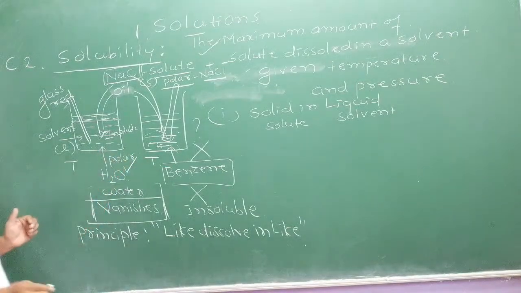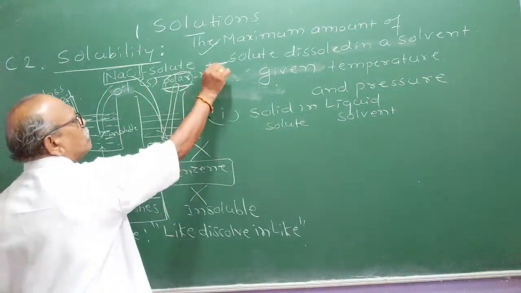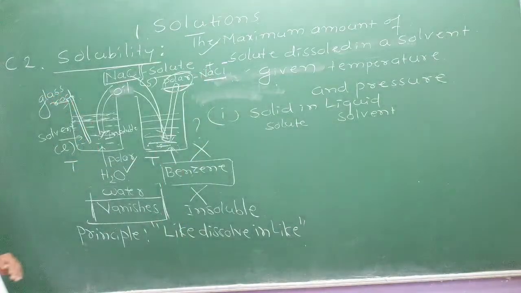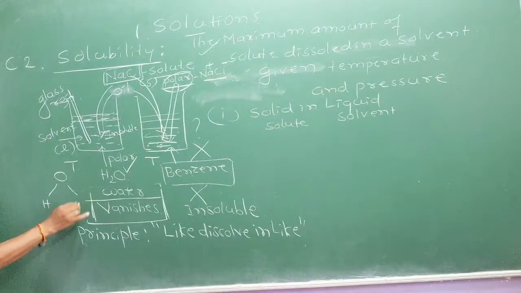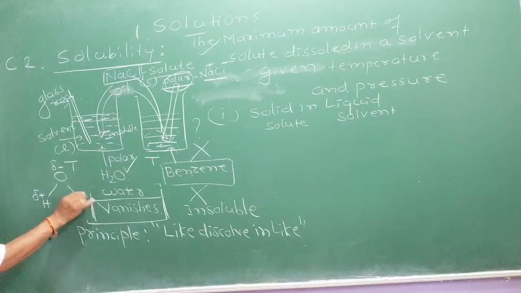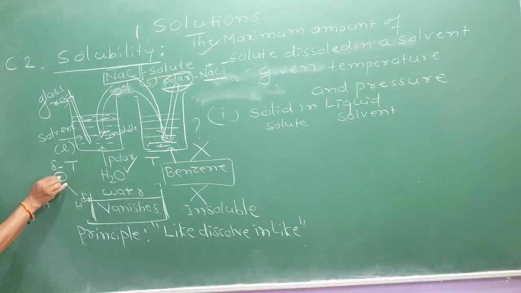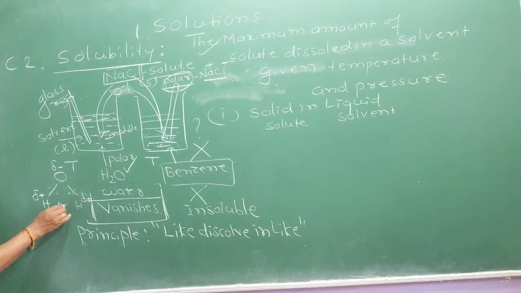What do you mean by polar? Polar means the molecule will have opposite charge centers. How is water considered polar? Observe here, the oxygen end will have a negative charge and the hydrogen end will have a positive charge, because oxygen is more electronegative, so the shared electrons are pulled more towards oxygen. Therefore the oxygen end gets a slight negative charge, the hydrogen end a slight positive charge. Therefore, water is a polar solvent.